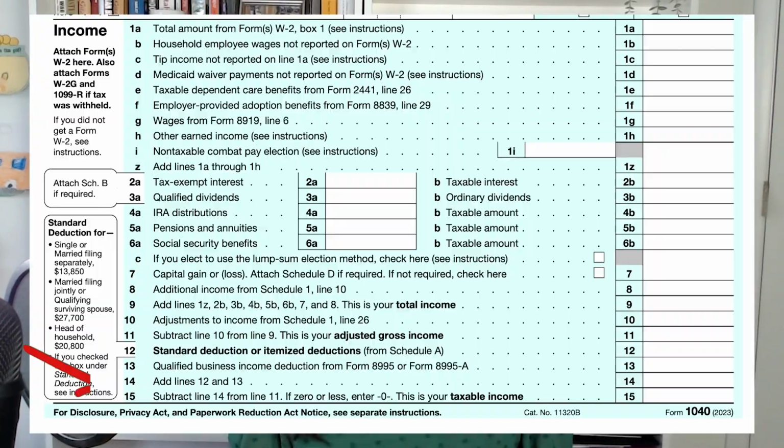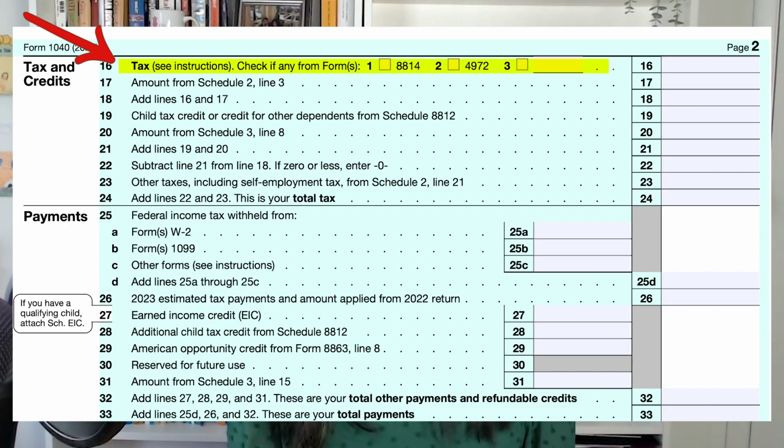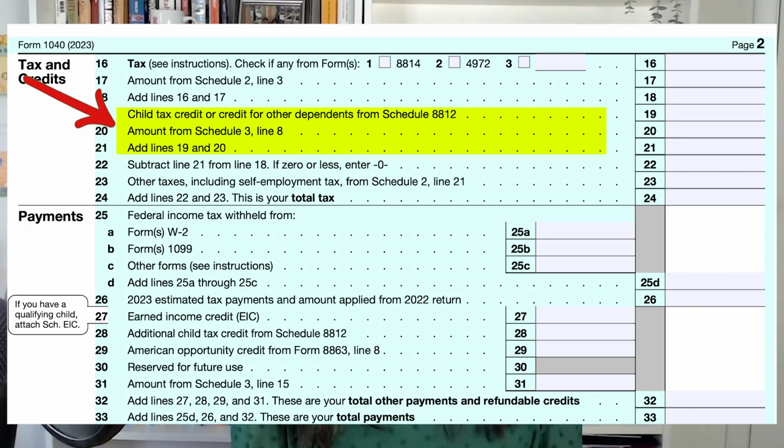After subtracting below the line deductions, you get your taxable income. You then calculate your tax based on your tax bracket. Your tax software will be able to do this for you automatically. Next, you have your tax credits. While deductions lower your taxable income, credits reduce your tax.